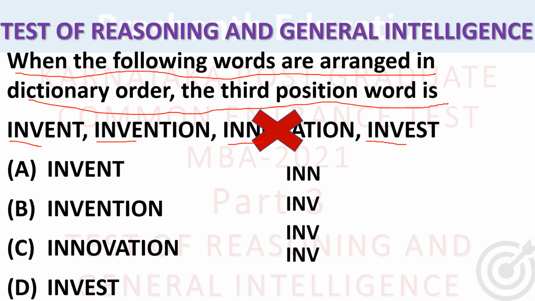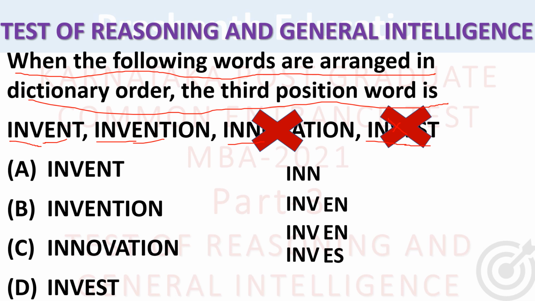Let's look at the next one. We have IN, then S. So S will be last. Why? Because after N comes O, P, Q, R, S. So S will come at the last. So we know that invest is also not there. Why? Because we are looking at the third position word.